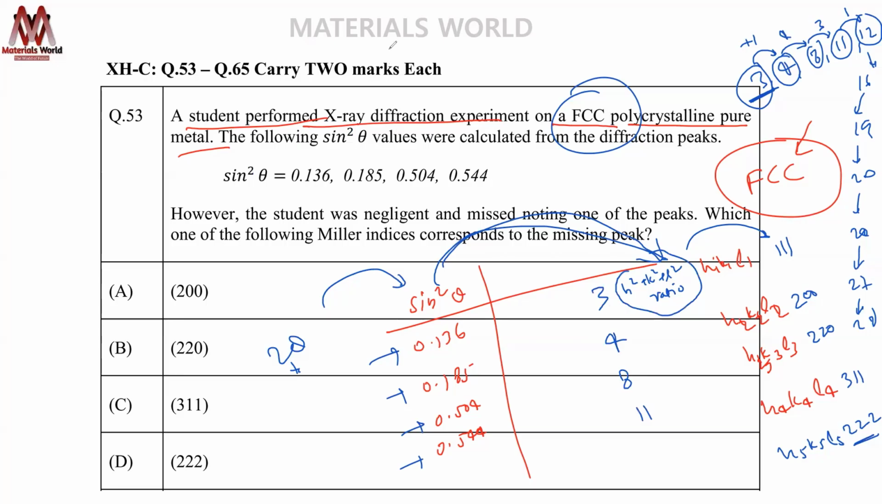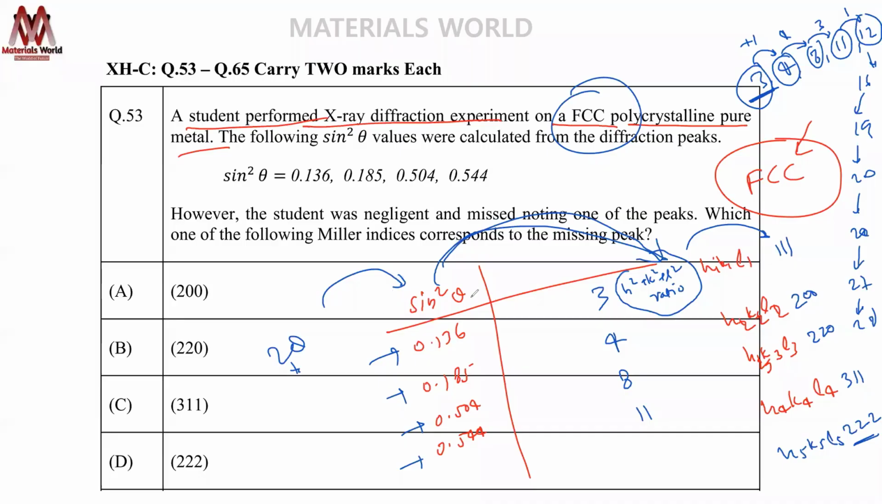How do we find it? The basic idea is simple: the sin square theta ratio is exactly the same as the H square plus K square plus L square ratio. If you can find the ratio between these numbers, you can take the same ratio as the H square plus K square plus L square ratio. How? You can derive it from Bragg's law. See here, lambda is 2d sin theta. I want H square, K square, L square, so lambda is 2a by root of H square plus K square plus L square, times sin theta.